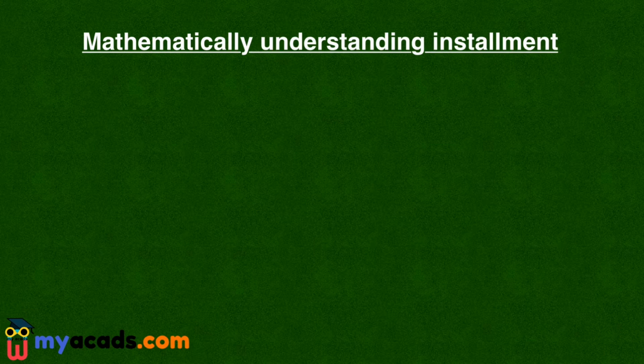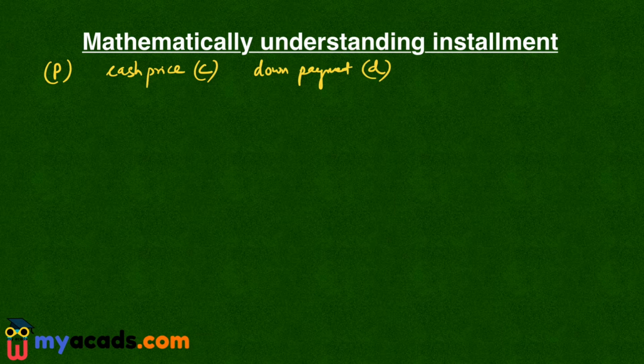Let's understand the concept of installments mathematically. For example, a person A buys a product P from a shopkeeper. The cash price of the product P is C. Now, the person can buy this product either by paying this cash price, and the next option is that the person can buy this product by paying a down payment D. The rest of the amount the person has to pay within n months.